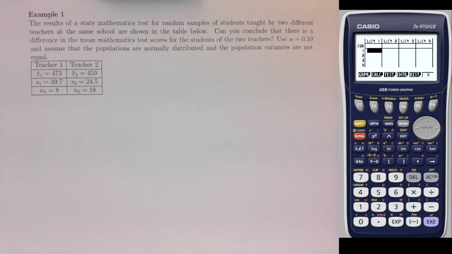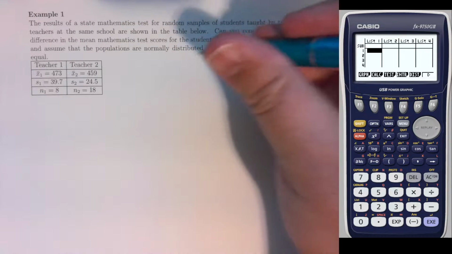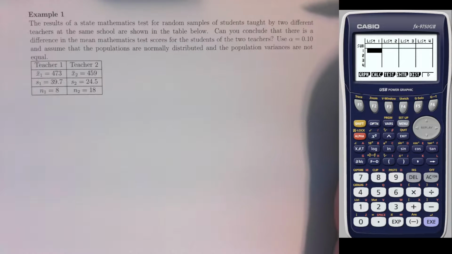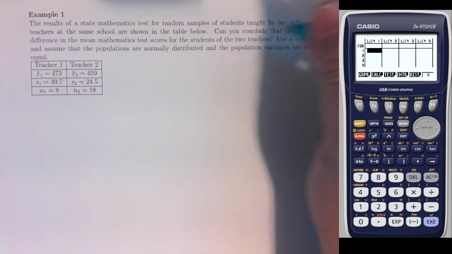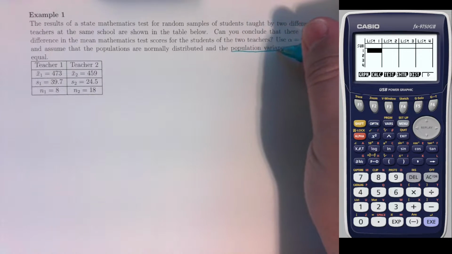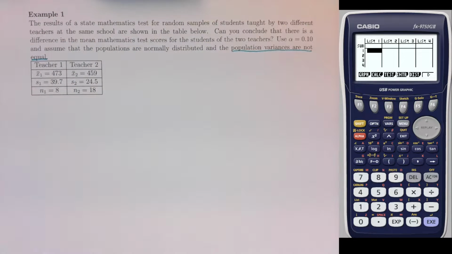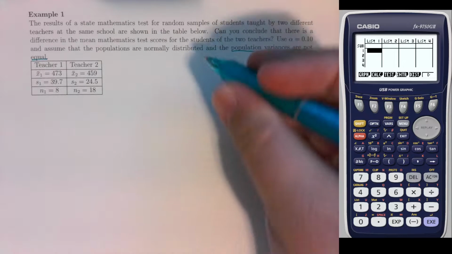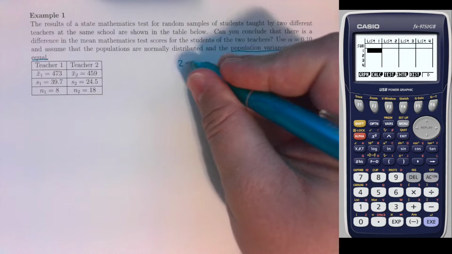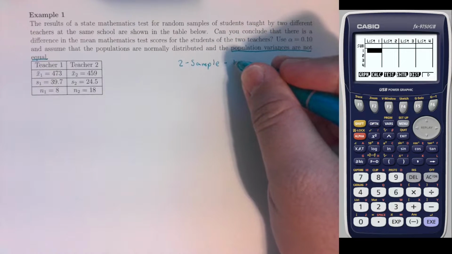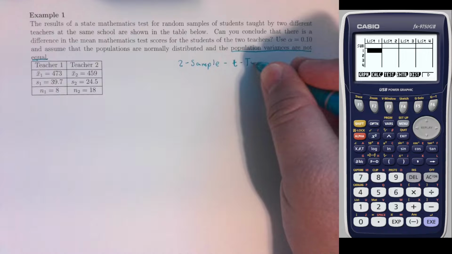So since we're comparing two averages or two means, this is either going to be a two sample t-test or a two sample z-test. And since it says the population variances are not equal, that indicates that we don't know what they are, but we're going to assume they're not equal, which gives us the two sample t-test.